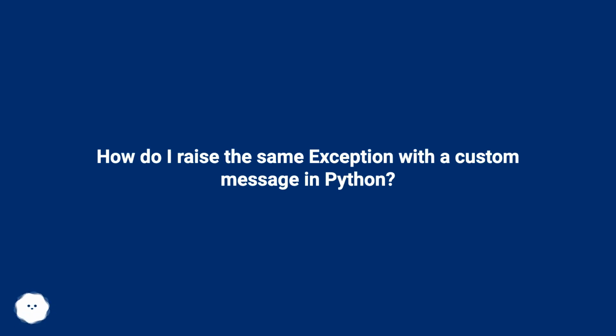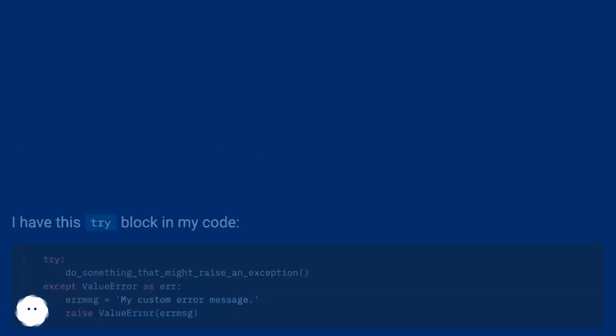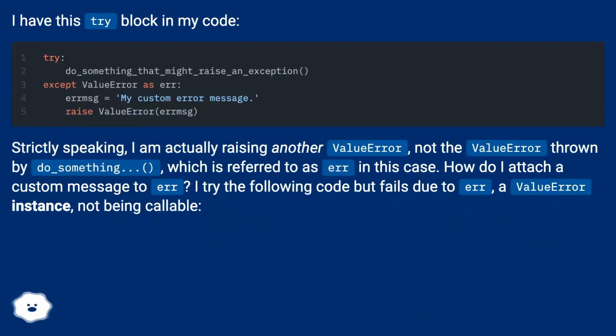How do I raise the same exception with a custom message in Python? I have this try block in my code. Strictly speaking, I am actually raising another ValueError, not the ValueError thrown by do_something, which is referred to as error in this case. How do I attach a custom message to error? I try the following code, but it fails due to error, a ValueError instance, not being callable.